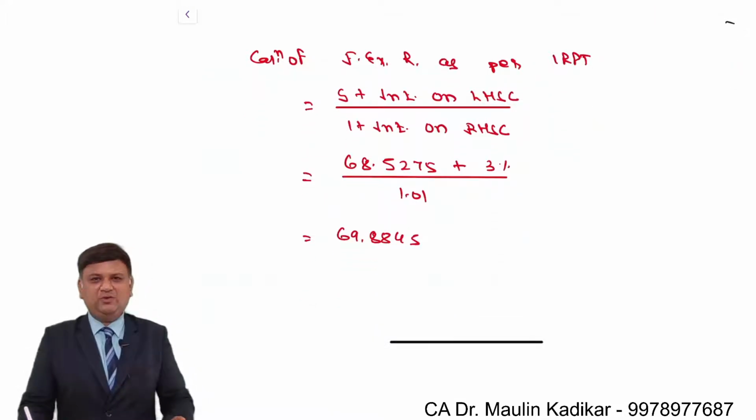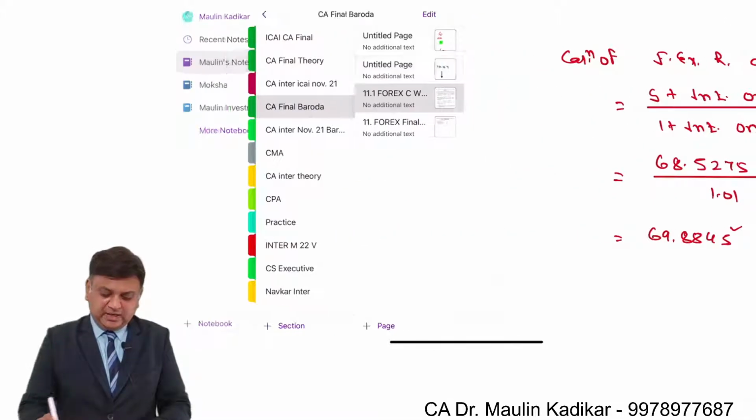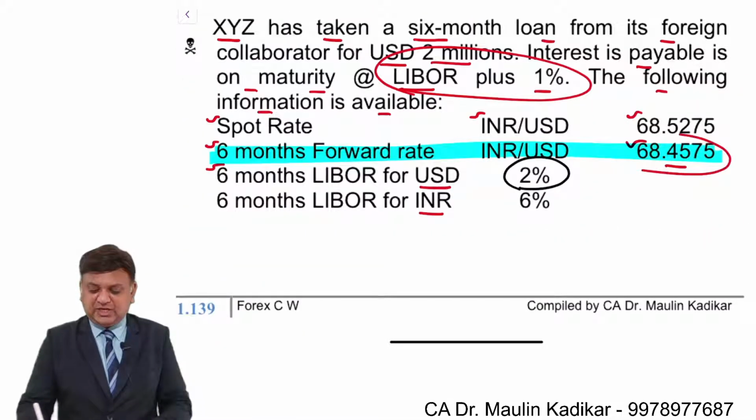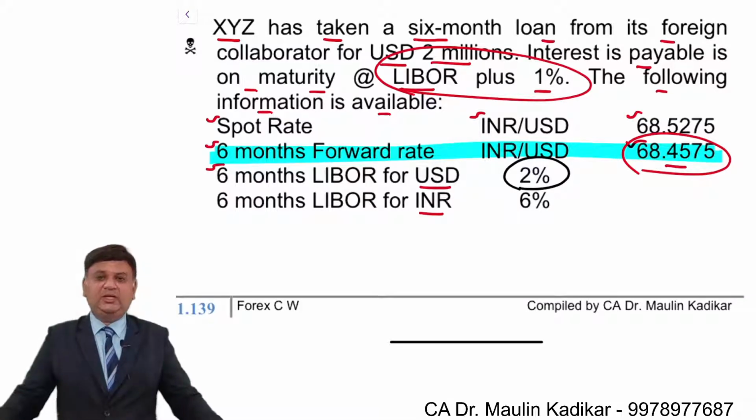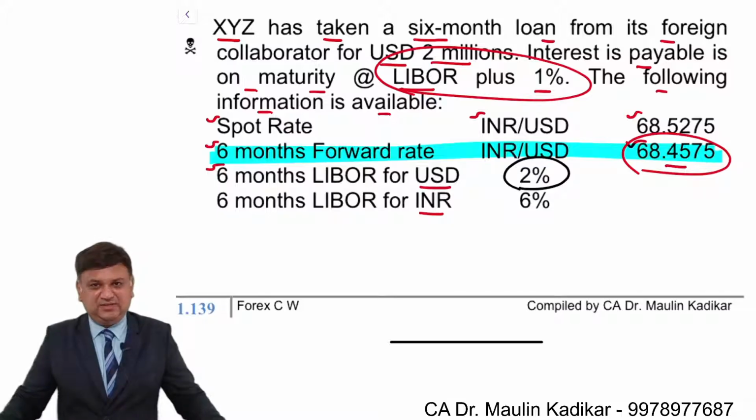So what you can do, a smart student like you can compute the forward exchange rate as per IRPT, and the rate at which you are required to pay in money market hedge is exceeding this. So it is expensive. So do not enter into the money market hedge, and the company should enter into the forward market hedge. That is the way we can give the answer.